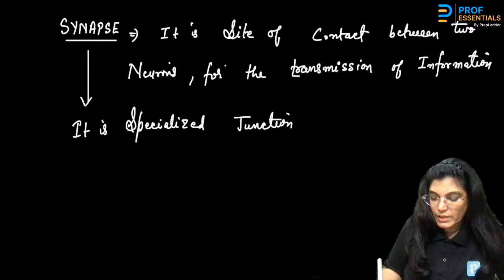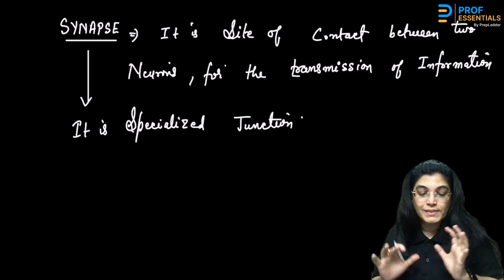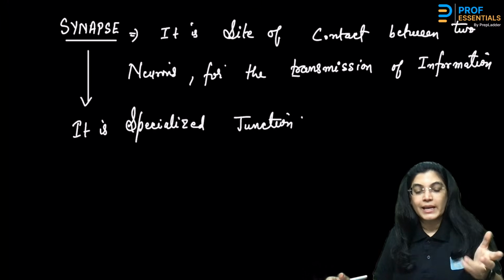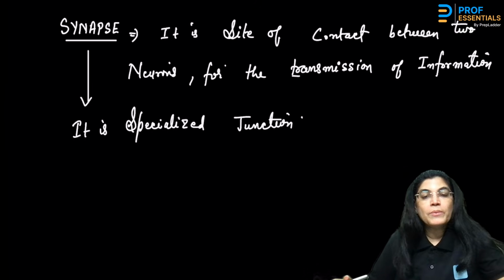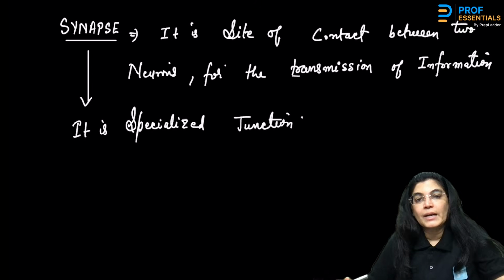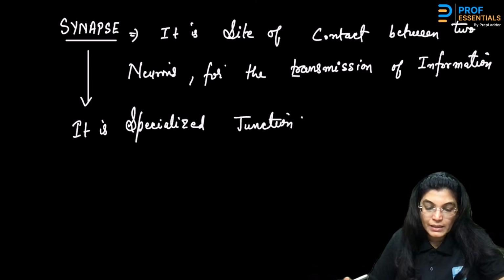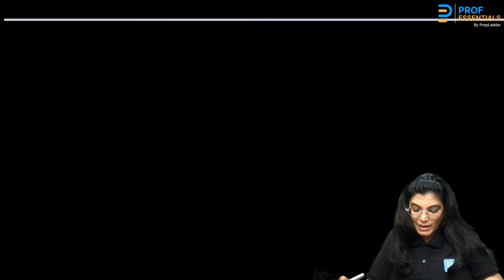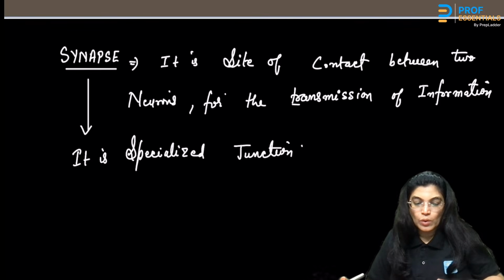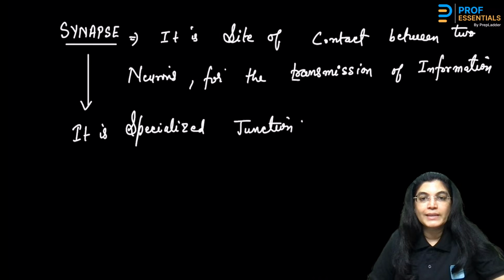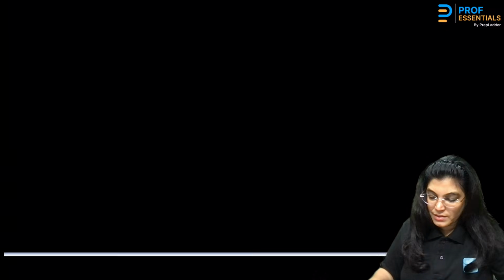It is important for us to know the parts of synapse. We have to know how many parts the synapse has. Synapse has the presynaptic membrane, the synaptic cleft, and the postsynaptic membrane. That is also important for you to know. And then you have to know the different varieties of synapse. Let's focus on this point. Please write down the heading: parts of synapse.